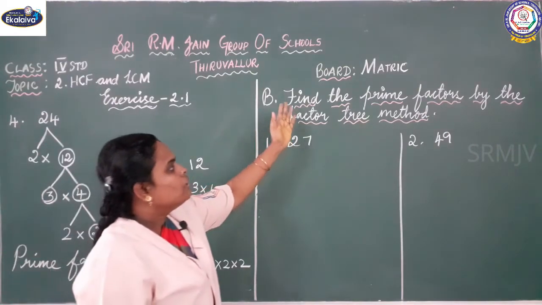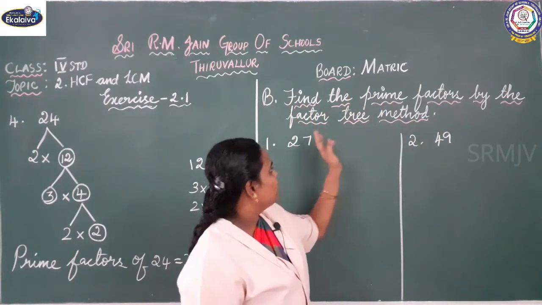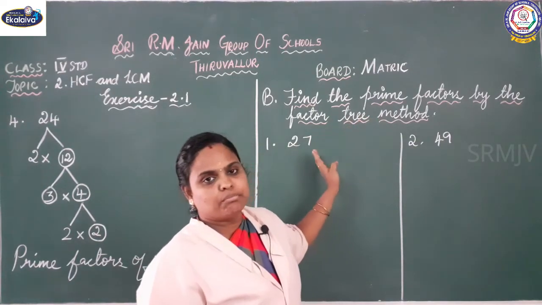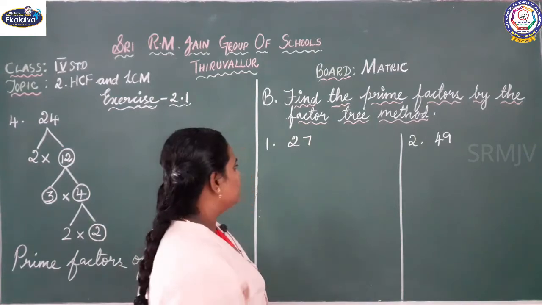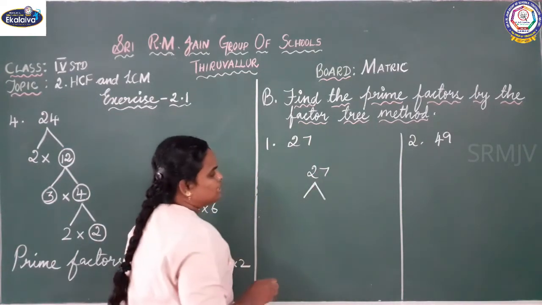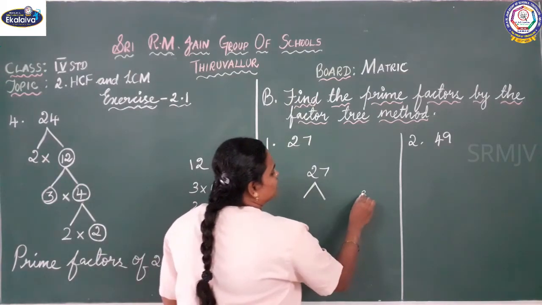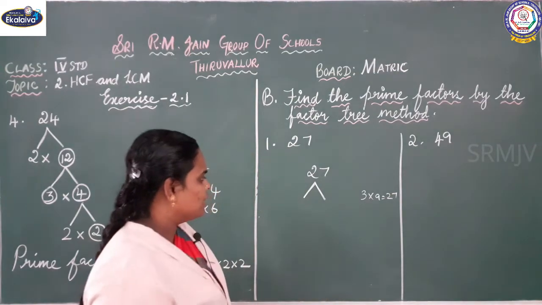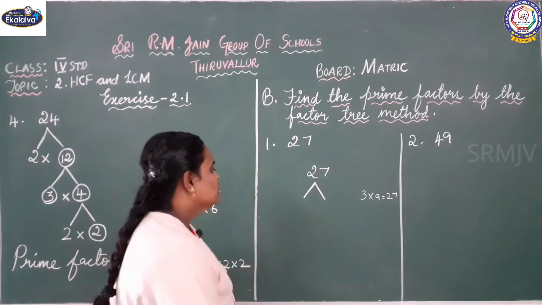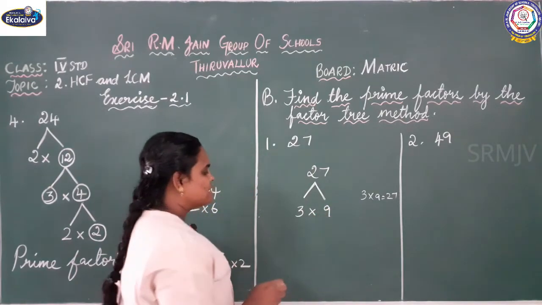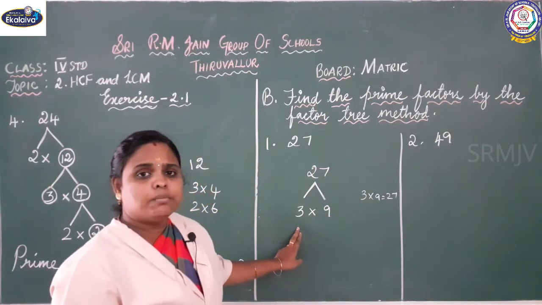Next one, find the prime factors by the factor tree method. Okay, so we are going to find the prime factors of the number using the factor tree method. Listen children, 27. For the factors of 27, we will write 3 9s are 27. That's all, 3 9s are 27, then 9 3s are also 27. So we'll write 3 into 9. See, listen children, here 3 is a prime number.